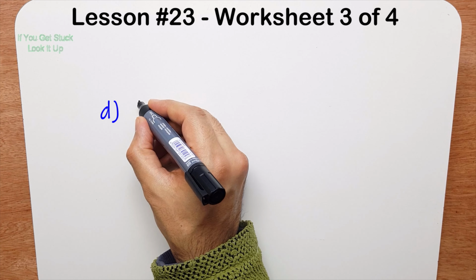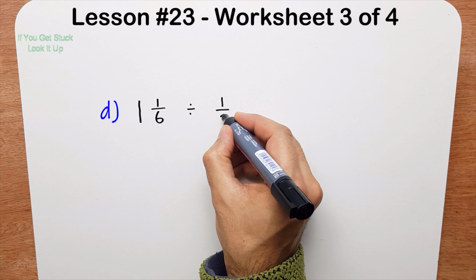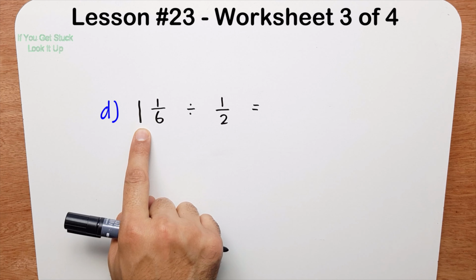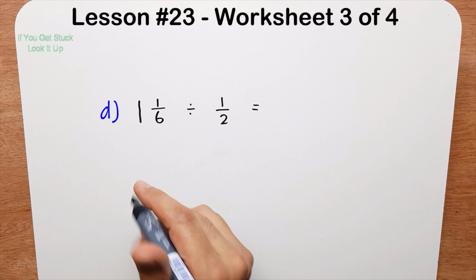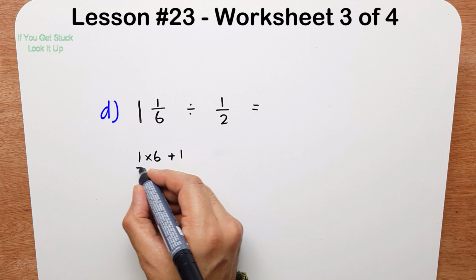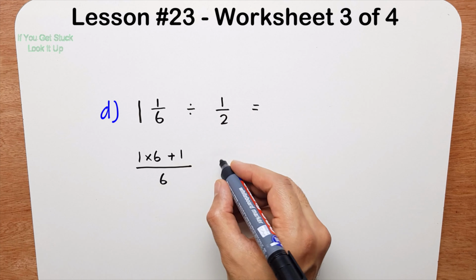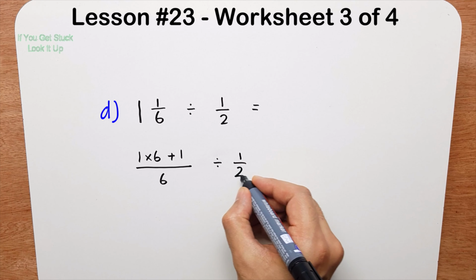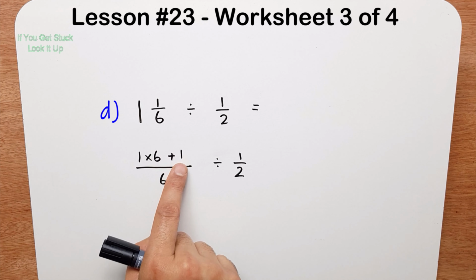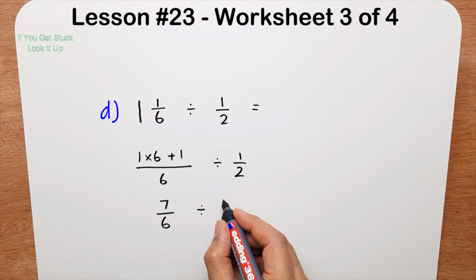My fourth question is 1 and 1/6 divided by 1/2. Now I need to turn this into an improper fraction. So it's the big number times the bottom number. 1 times 6. Add the top number, plus 1. And the 6 stays the same at the bottom here. And then I've got divided by 1/2. Now I'm going to simplify this fraction here. So 1 times 6 is 6, plus 1 is 7. So I have 7/6 divided by 1/2.